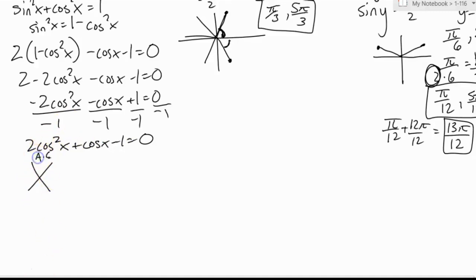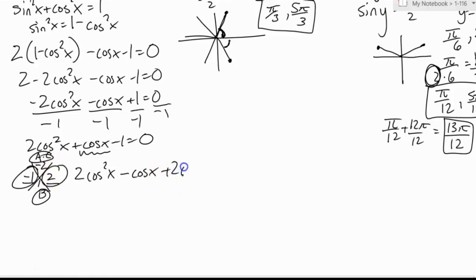I'm going to put a times c on top and b on the bottom. This is just the way that I personally like to factor. You can factor whatever way you want. So what multiplies to be negative 2 and adds to be 1? That would be negative 1 and positive 2, because they have to multiply to be a times c and add to be b. And all these two numbers are is splitting up the middle piece into those two pieces. So I have 2 cosine squared, that doesn't change, minus cosine, plus 2 cosine.